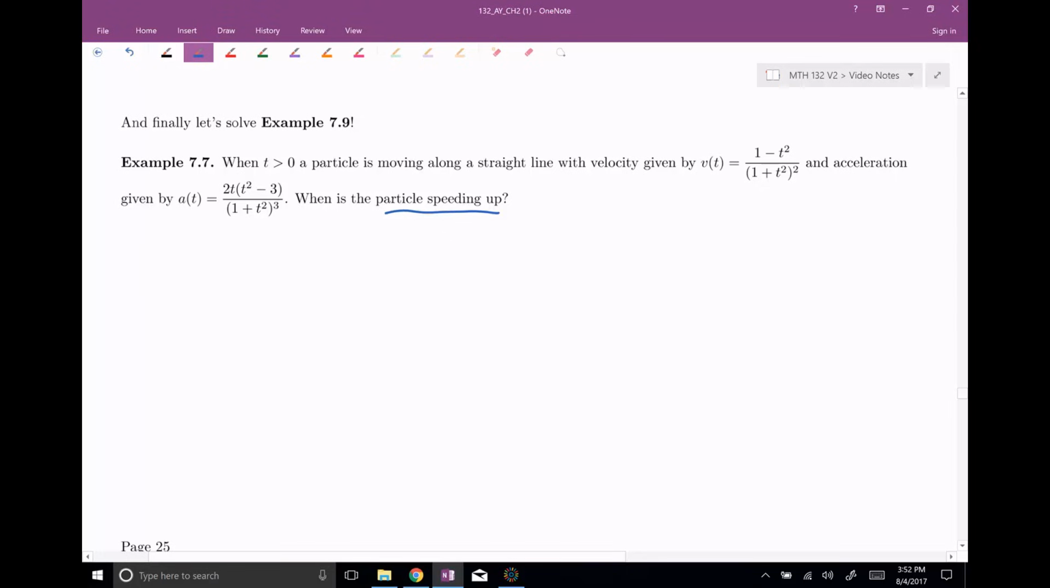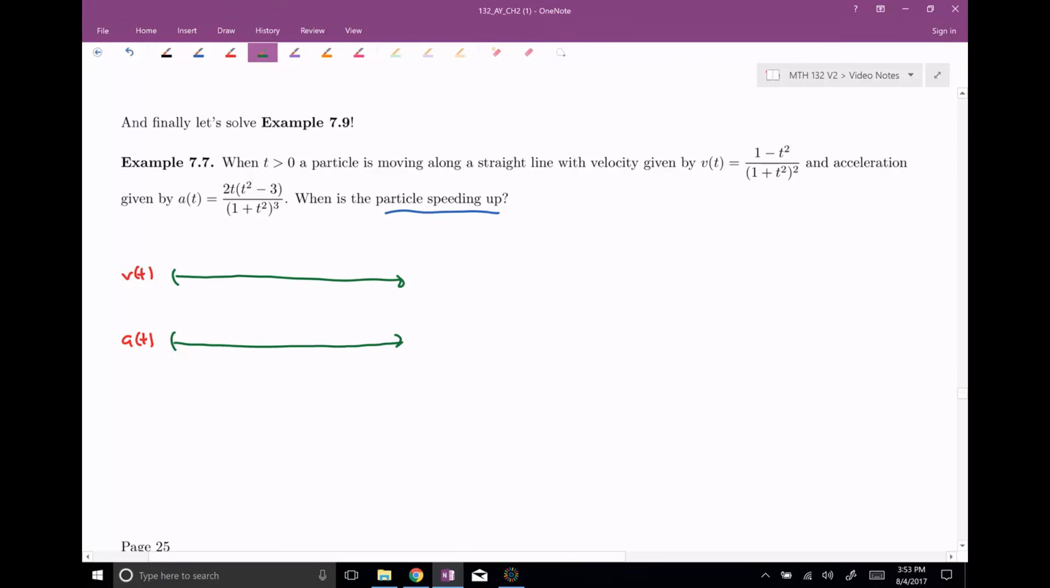So speeding up means that they should have the same sign. So again, if I went ahead and I drew out some number lines here, maybe this one will be for my velocity. So this would be v of t. Then I'll also draw one out for acceleration. And I'll draw them right on top of each other just so I can see when they have the same sign and when they have different signs.